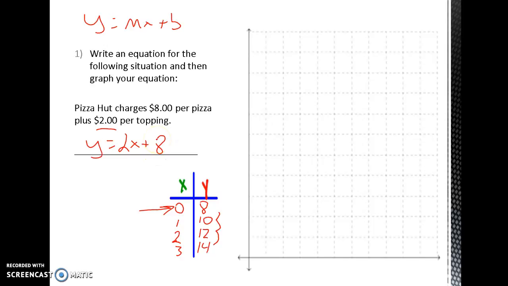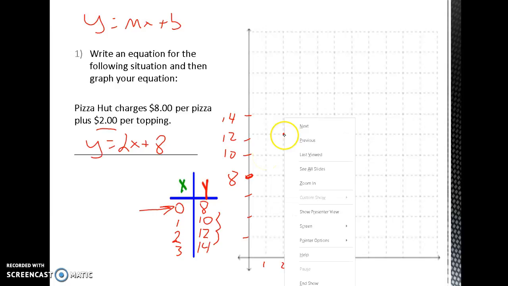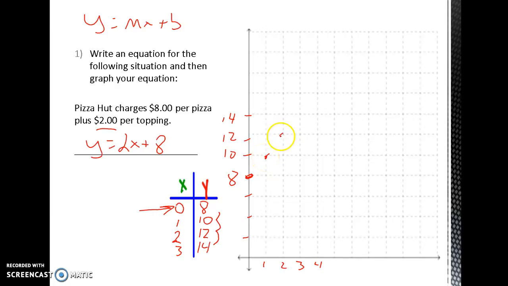And the way this would look if we graphed it, let's say this is 2, 4, 6, 8 right here. We'd start out at 8. And let's say this is one topping, two toppings, three toppings, four toppings. We would continue. This would be 10. This would be 12. This would be 14. And it would look something like this. One topping would be $10. Two toppings would be $12. Three toppings would be $14, and we're going to get a line that goes up like that, and the slope is 2, up 2 over 1, and the y-intercept is here at 8. And so that's what that would look like.